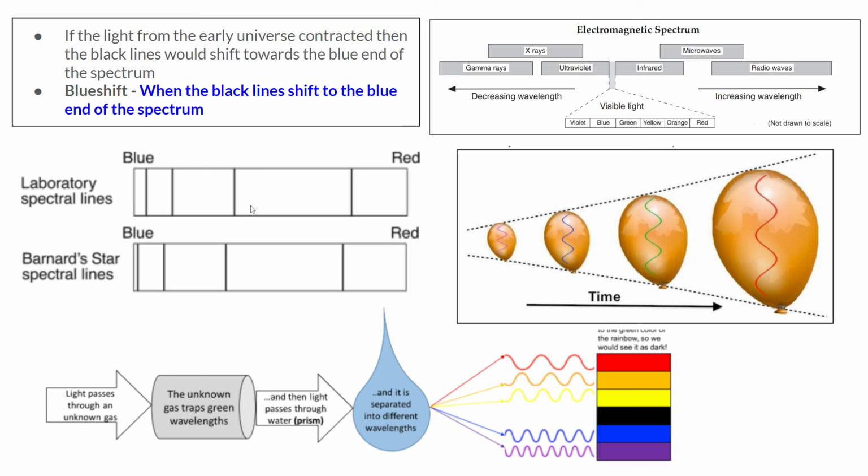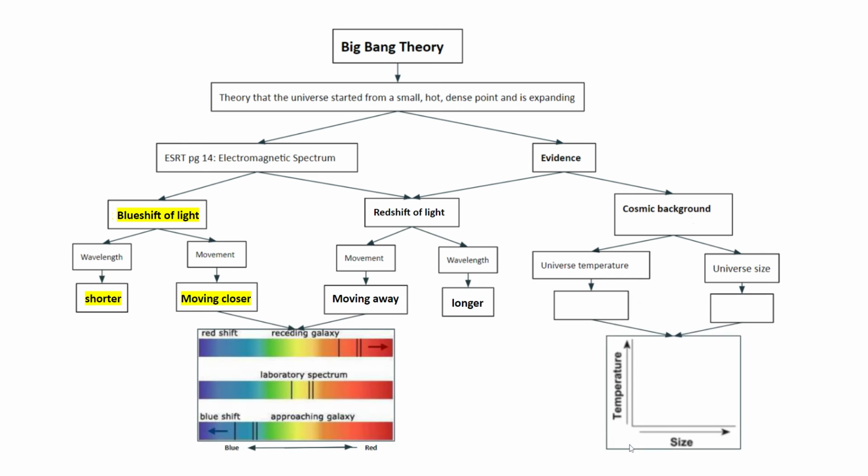This is the fingerprint. If we're looking at a farther star, such as Barnard's star, and if that star is moving closer to us because the universe is getting smaller and smaller, then those lines would move towards the blue side because all these wavelengths would slowly shrink or decrease, causing the black lines to move towards the blue. We call this blue shift.